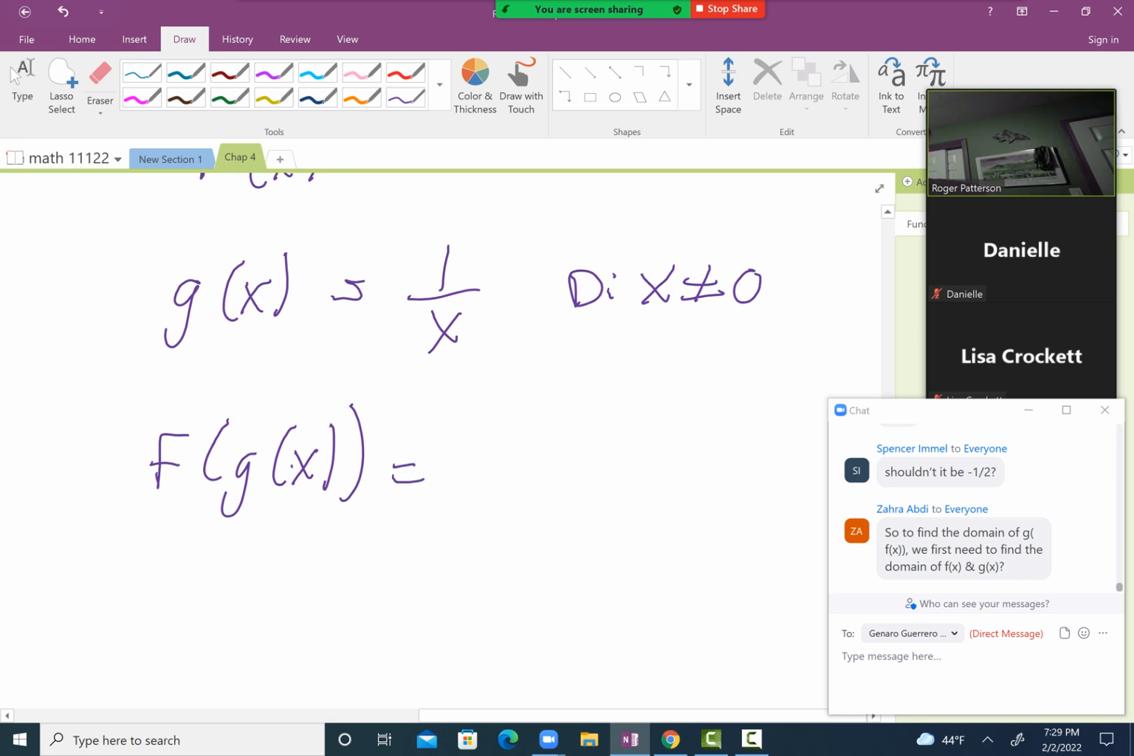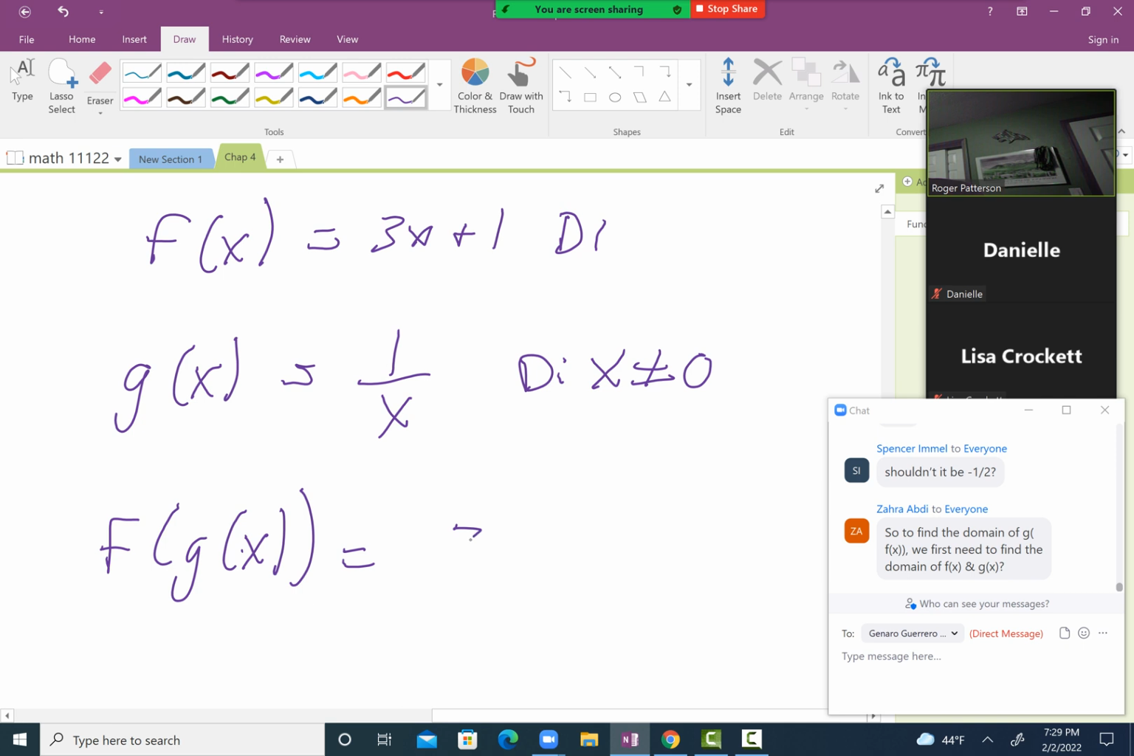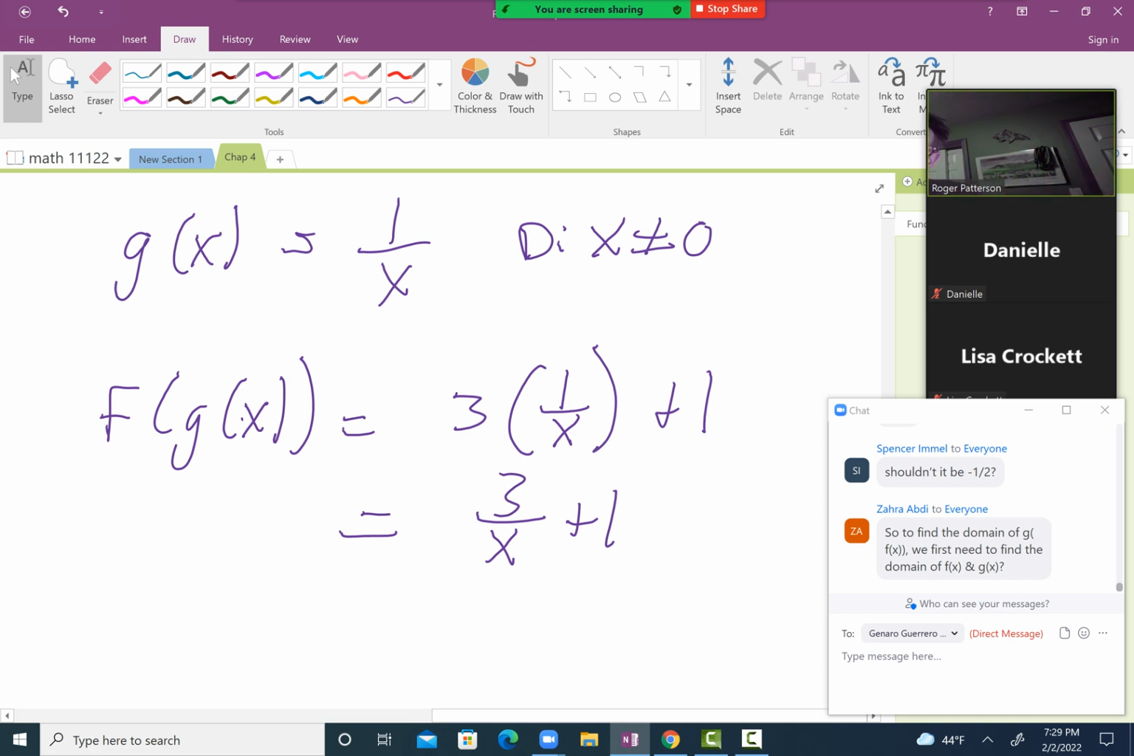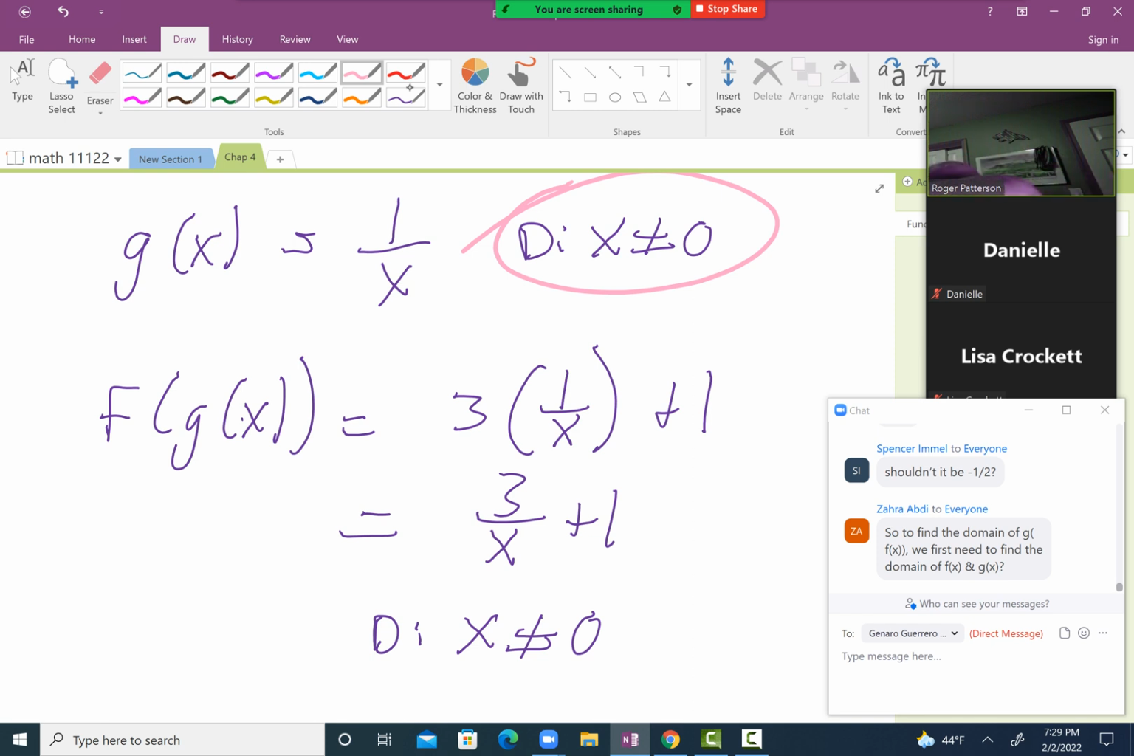All right, so we're going to take the 1 over x, put that in where the x is, so I'm going to get 3 times 1 over x plus 1. So I'm going to get 3 over x plus 1, right? So here we go. The only thing that doesn't work here is x cannot equal 0. All right, that's it. It just happens to be the same thing that's up there. It just kind of carries over. All right, but let's change it around.